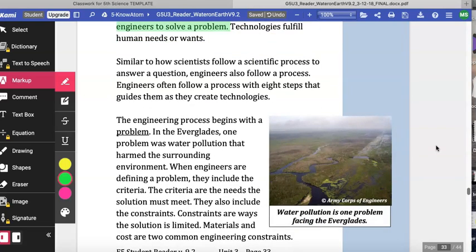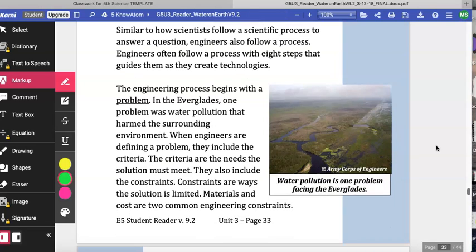Similar to how scientists follow a scientific process to answer a question, engineers also follow a process. Engineers often follow a process with 8 steps that guides them as they create technologies. The engineering process begins with a problem. In the Everglades, one problem was water pollution that harmed the surrounding environment.